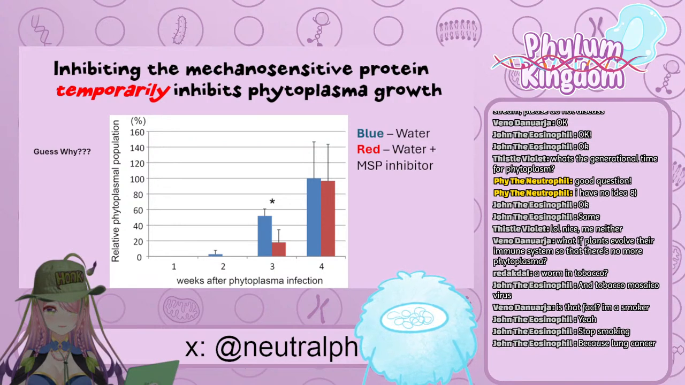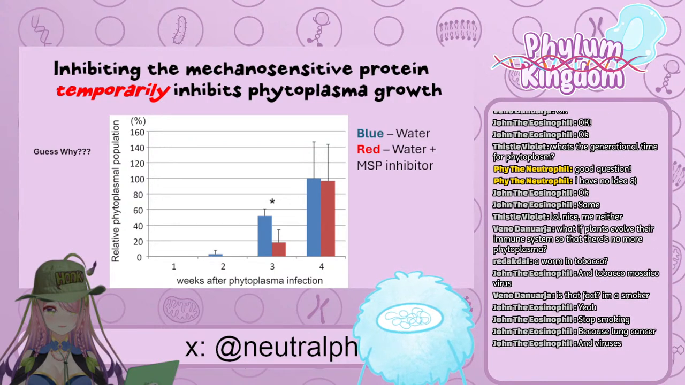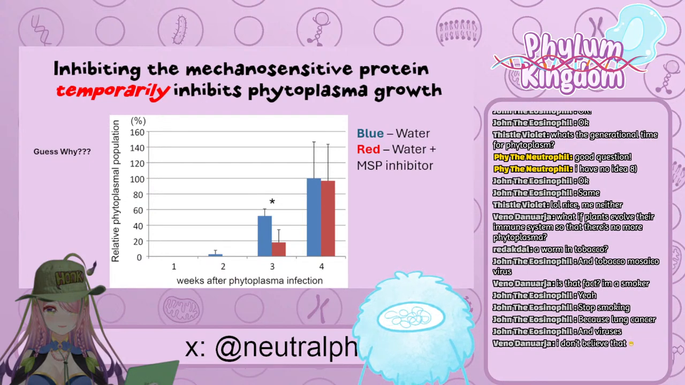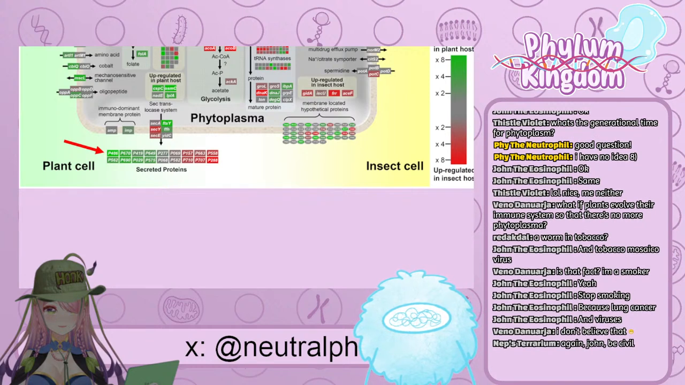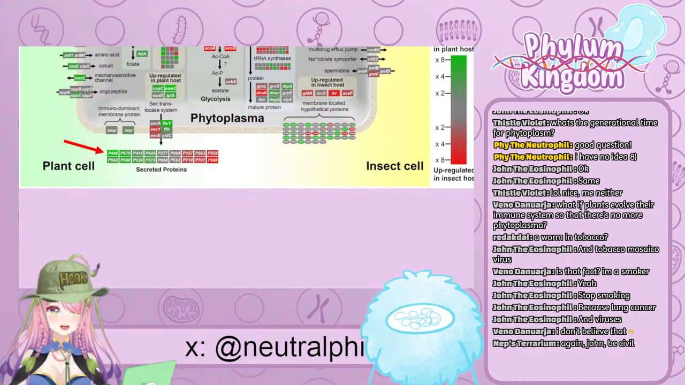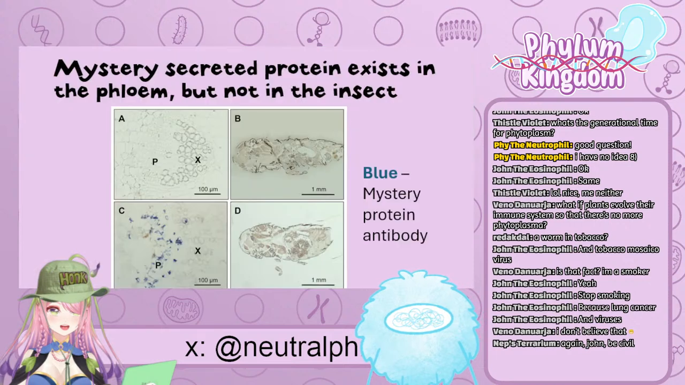So I think it's really fascinating that there's something about this pathogen that makes it so that it can adapt to the condition of this channel being shut down. The other thing to note is this gene over here. It's a secreted protein, and the signal is super, super bright green, meaning that in the plant, the phytoplasma is making a ton of this secreted protein. And so we can actually see that with our eyes.